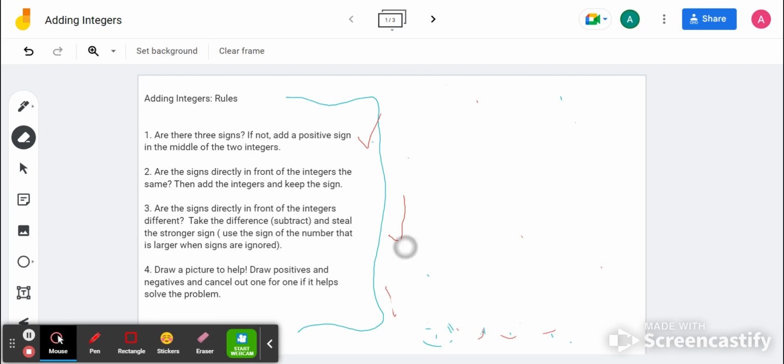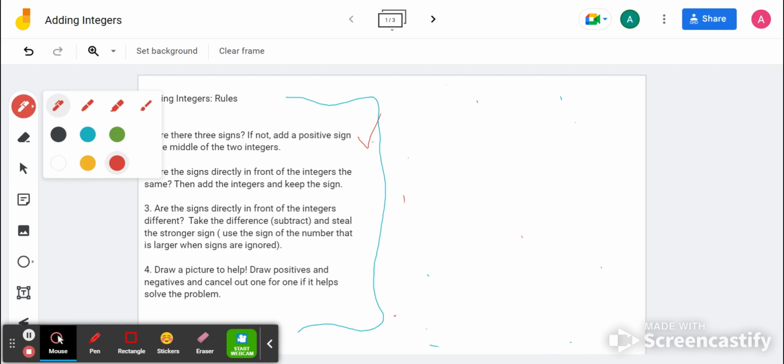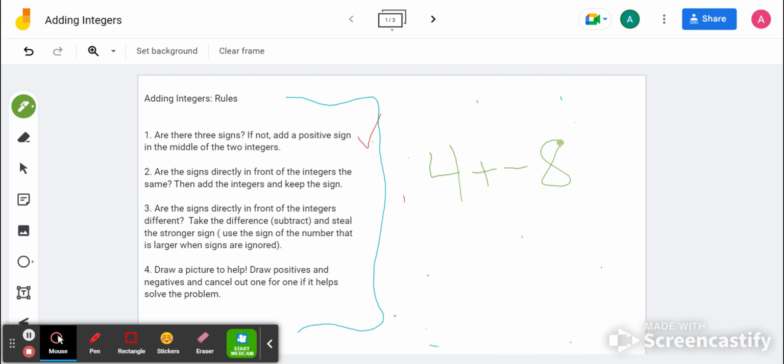Okay. All right, let's change up our color. All right, so I have 4 plus -8. All right, so my first step is, are there 3 signs? And there aren't. So if not, I need to add a positive sign. So I always have to make sure that there's a sign in front of each number and there's a middle sign.